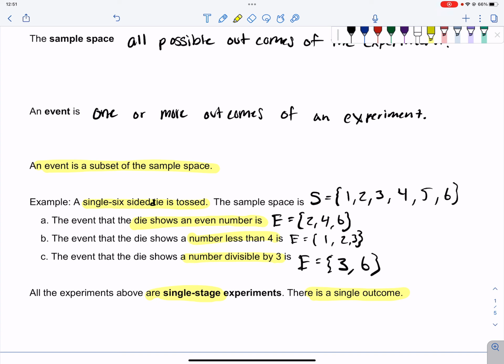In the next video, we're going to take a look at some 2-stage experiments and working through the table to be able to write our sample space with those.